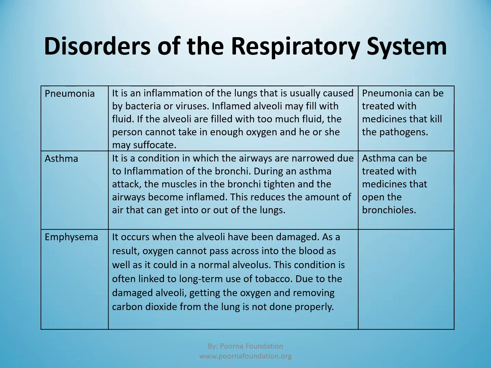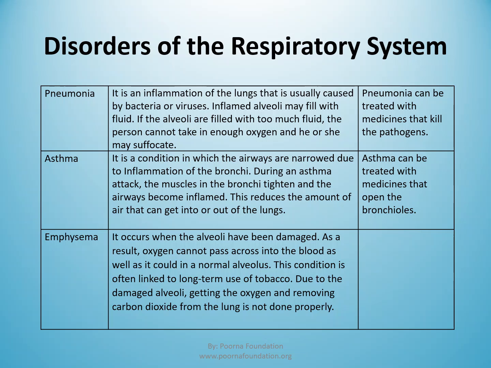Asthma is a condition in which the airways are narrowed due to inflammation of the bronchi. During an asthma attack, the muscles in the bronchi tighten and the airway becomes inflamed. This reduces the amount of air that can get into or out of the lungs. Both of these can be treated with medicines. Pneumonia's medicine will kill the pathogens that are inflaming your alveoli, and asthma medicine will open your bronchioles so that air can move freely.